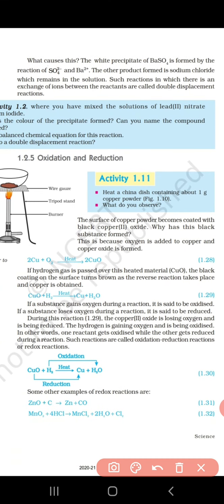Now see this, in the reaction there are SO4 2- and barium 2+, which have opposite charges, so they attract each other, negative and positive, and we will get the precipitate of barium sulfate. Such a reaction in which there is an exchange of ions between the reactants is called a double displacement reaction.